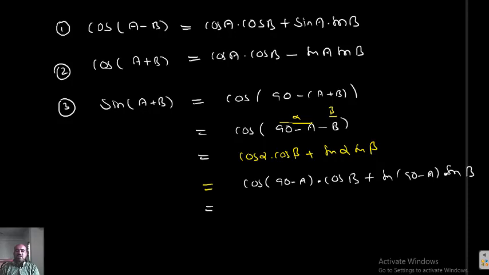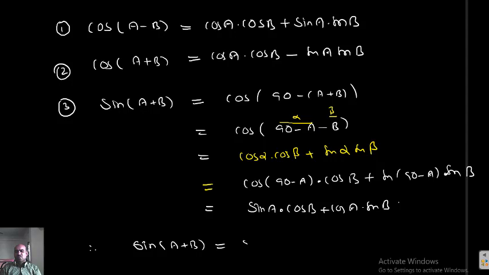So you know that cos of (90 minus a) is sin a, into cos b, plus sin of (90 minus a) is cos a, into sin b. So finally what did you get? Sin of (a plus b) formula: sin a cos b plus cos a sin b. You should remember it like this.